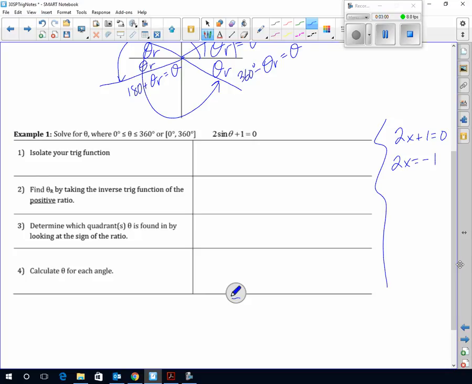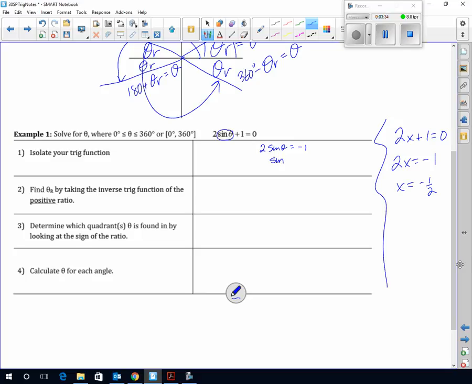We're doing the same thing over here. We are going to isolate our trig ratio. Pretend that sine theta is like a big X. We want to get sine theta isolated by itself, so we move the 1 over, then divide by 2. If you want, I can show my steps. 2 sine theta equals negative 1. I move the 1 over by subtracting 1. Then I divide by 2, so I get sine theta equals negative 1/2. Everybody good with that?